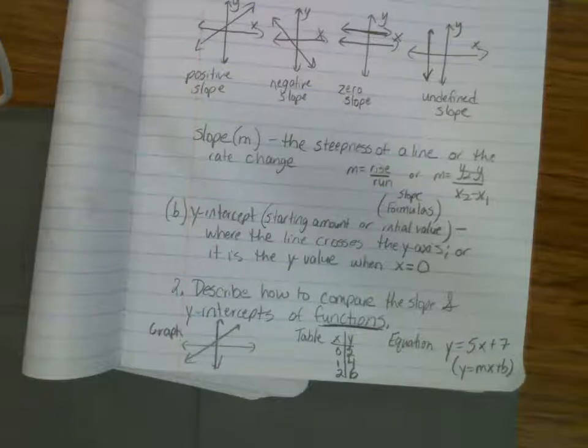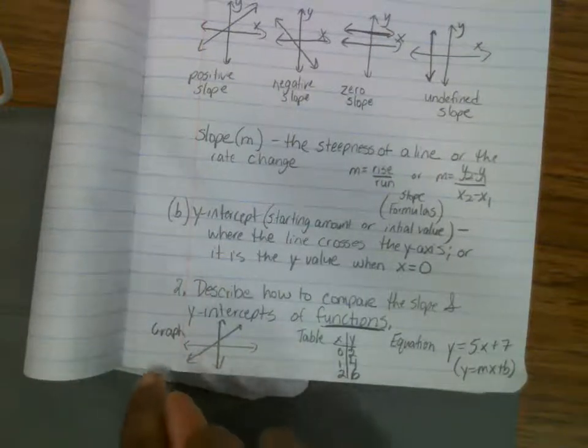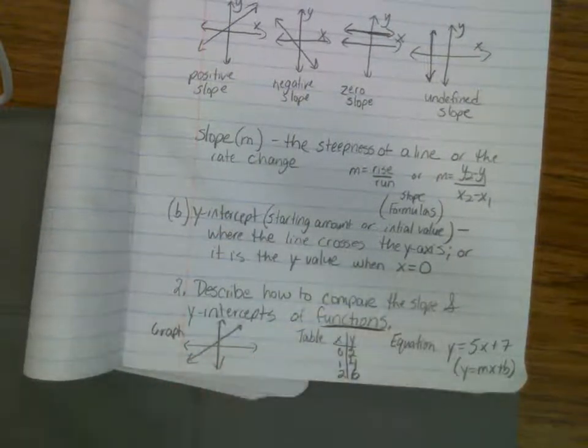I'll pause and give you a chance to write and process. This is a function. It's a straight line, and none of the x values repeat. It's not a vertical line that goes straight up and down. The vertical line is the only line that is not a function.